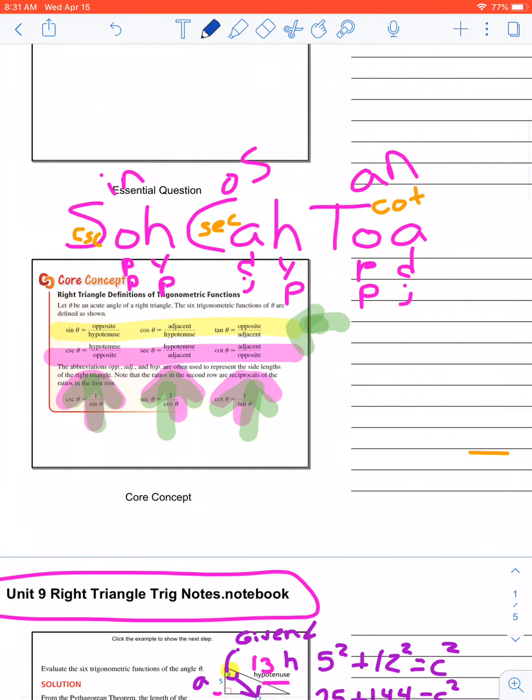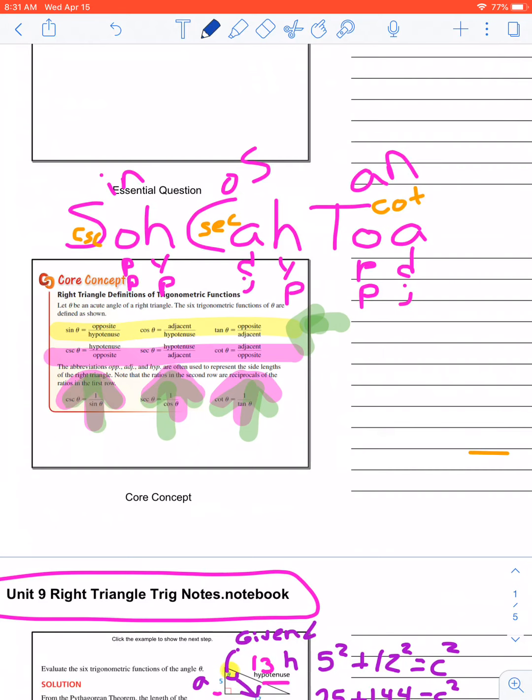And right here we see that sine is opposite over hypotenuse, so cosecant is hypotenuse over opposite. Cosine is adjacent over hypotenuse, so secant is hypotenuse over adjacent. Tangent is opposite over adjacent, so cotangent is adjacent over opposite. Okay, they work with each other.